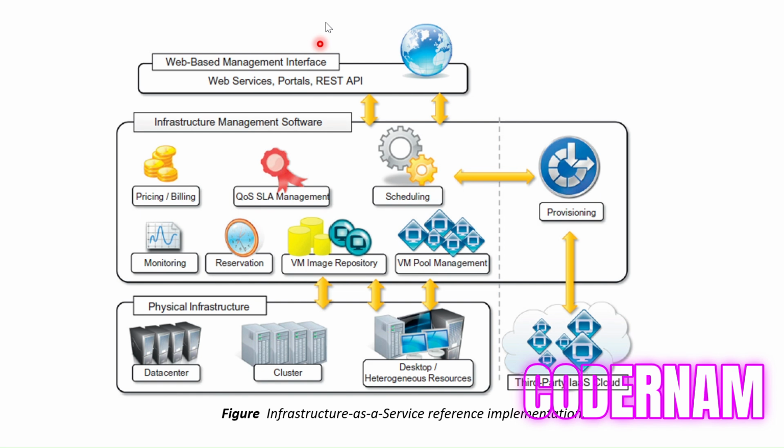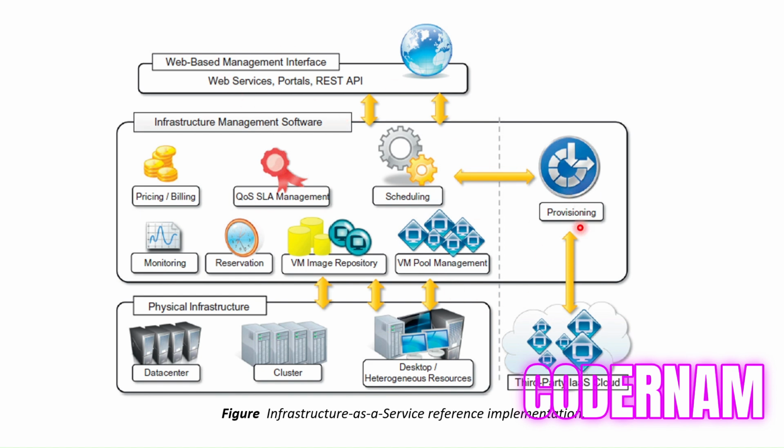So, this is an interface that provides access for administrators and clients to interact with the cloud infrastructure through web services. So, basically, web services means the APIs that allow automated interactions between the different software components. So, next comes the portals, user friendly dashboards for managing services and resources. Next comes the REST API. They are the lightweight, scalable interfaces for programmatic management and control of cloud resources.